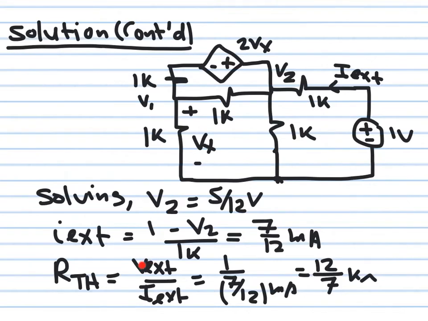So this ratio right here is V external over I external. Remember, if you take this one as 5 volt, you will see that this one will be scaled up 5 times. So the ratio will be the same. I take it here as 1 volt. So 1 over I external. So 1 over 7 over 12 milliampere. Okay? And this will give me 12 over 7 kilo ohm.